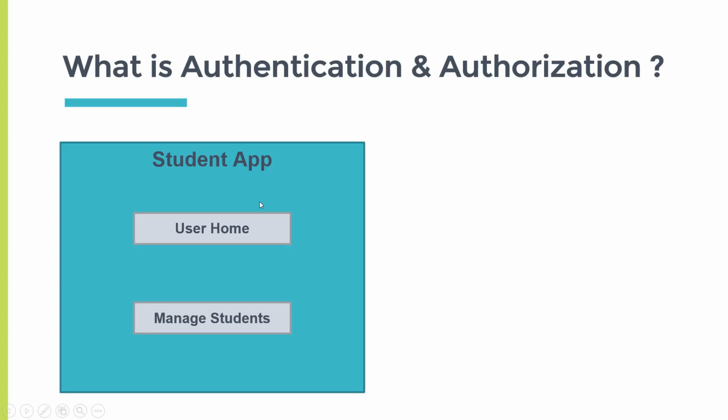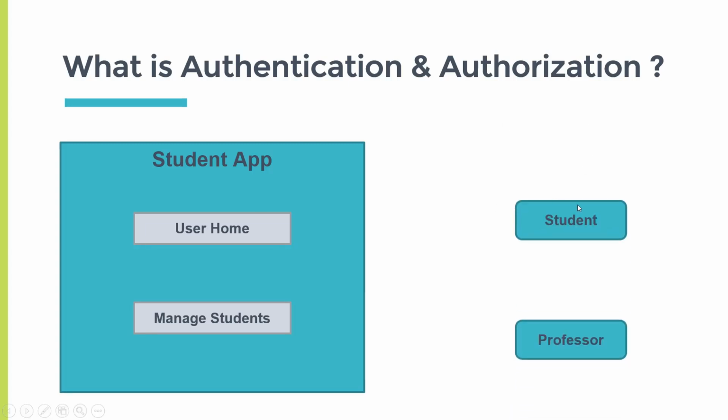Now, obviously if we have an application, there will be users. Say we have different types of users. One is student and another one is professor. So students and professors are using this student application. Here we have two roles. The students have the student role and the professors have the professor role. And both are users who are accessing this student application.